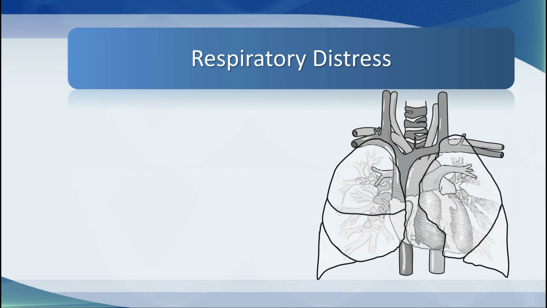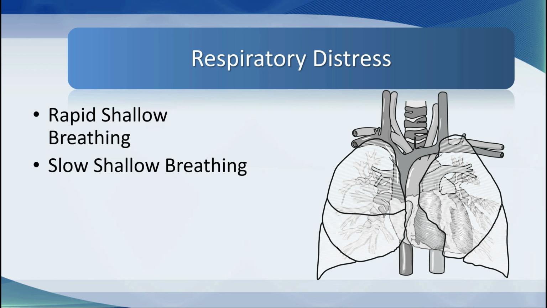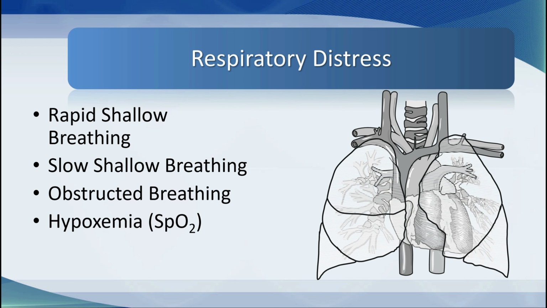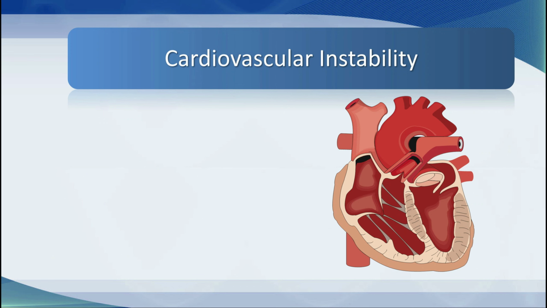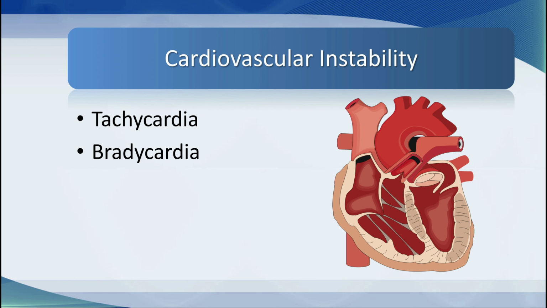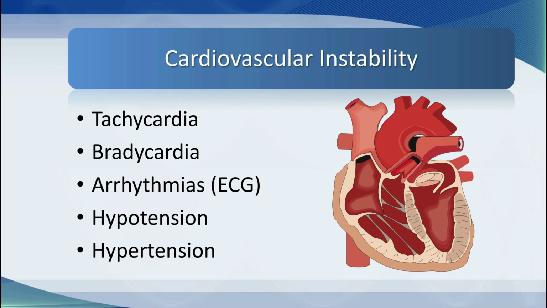For example, in the respiratory system, the patient may present with respiratory distress, manifest as rapid shallow breathing, slow shallow breathing, obstructed breathing, or hypoxemia on pulse oximeter, or if the patient is on end-tidal CO2 monitoring, hypercarbia. In the cardiovascular system, the patient may manifest tachycardia, bradycardia, fast heart rate, slow heart rate, arrhythmias on the ECG if the patient is receiving telemetry, hypotension or hypertension.